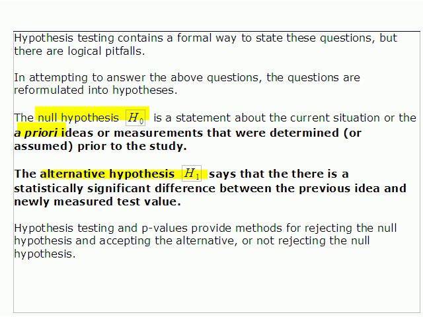So after we formulate these hypotheses, which as you can see is non-trivial, then we use the methods of hypothesis testing, perhaps the p-values, in order to reject the null hypothesis and accept the alternative, or not reject the null hypothesis. Again, it's not a method to determine what the new value should be. It's just to determine a comparison between the old and the new in a very general way.